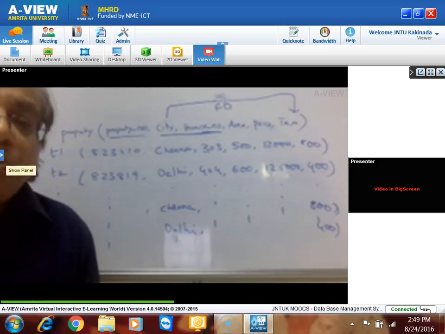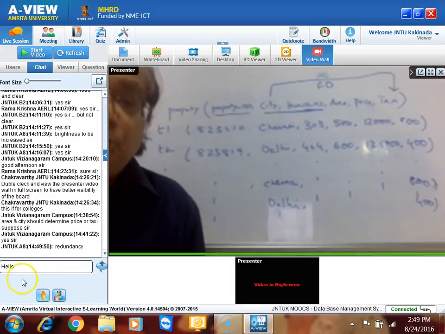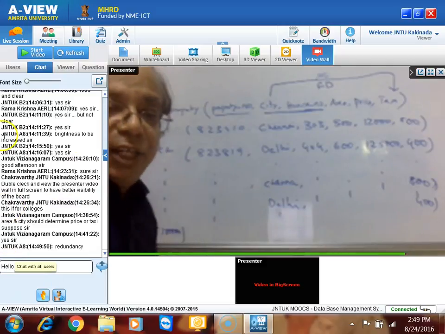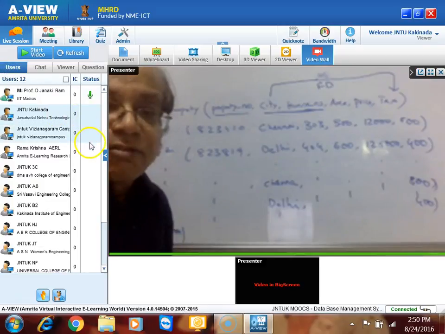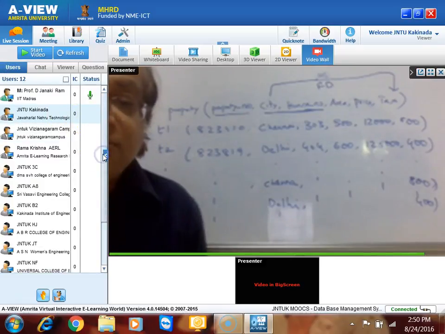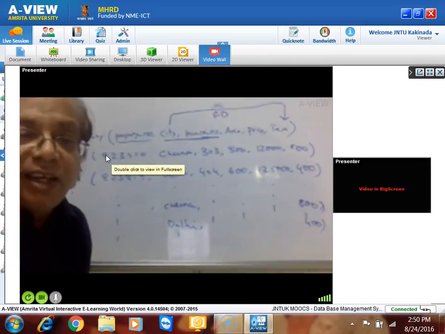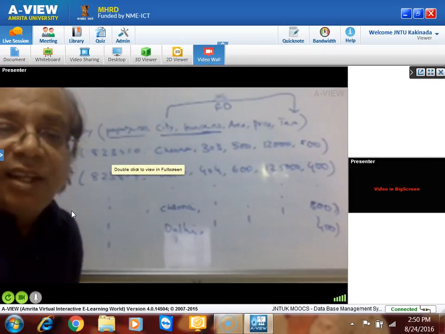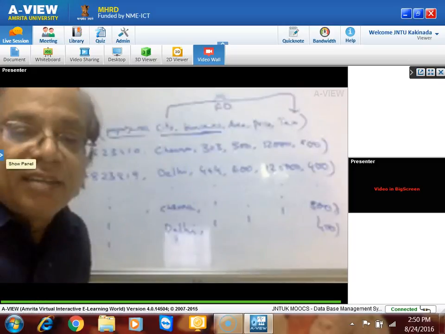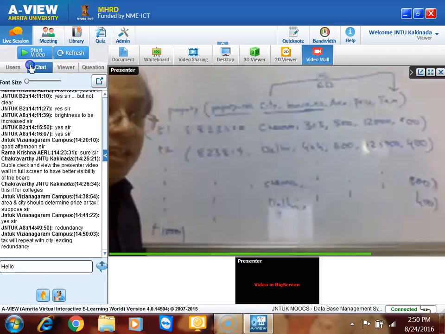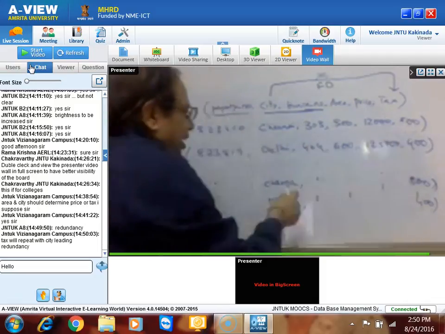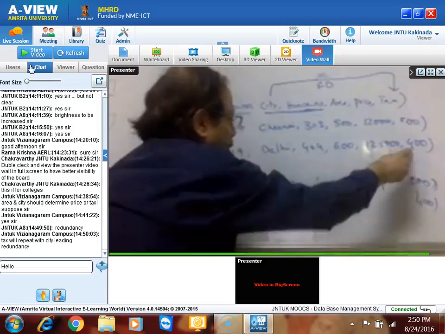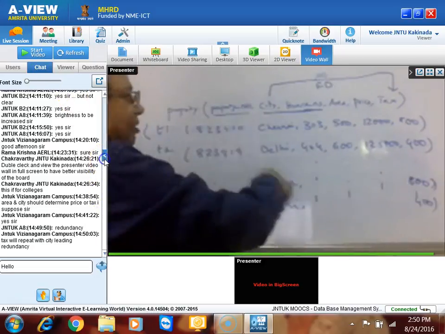If you understand this, more or less you will get into the groove of seeing why it is redundancy. Excellent. I think Jntuk Moocs is saying redundancy. What is redundancy here? What do you mean by redundancy? Tax will repeat with city, leading to redundancy. You can see everywhere Chennai 800, Delhi 200 got repeated in this.